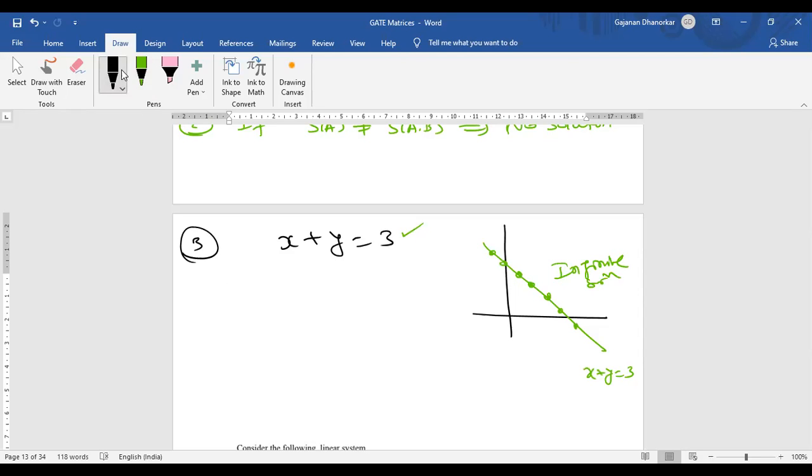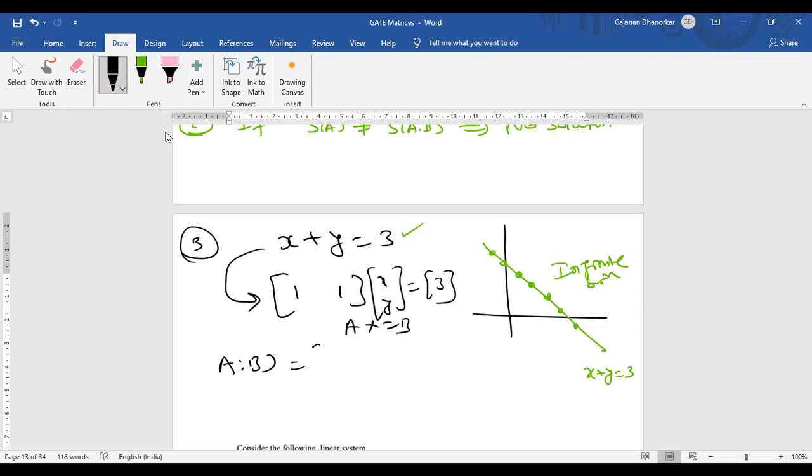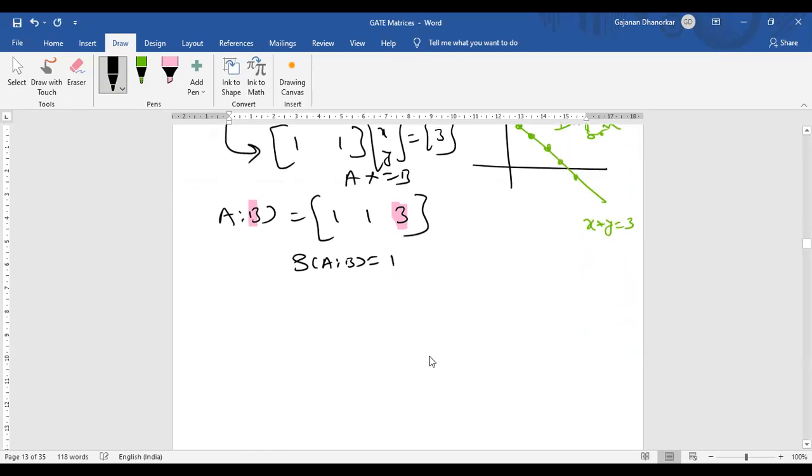Infinite solutions. Now, what is the matrix form? 1, 1, x, y, and this. This is our matrix form. We can represent this equation in matrix form. This is a linear equation. What is the augmented matrix of this? Or I will write this as AX is equal to B matrix. What is the augmented matrix? 1, 1, 3. This is the augmented matrix, and this is my B matrix. What is the rank? This itself is an echelon form. What is the rank of this augmented matrix? 1. The rank of augmented matrix AB is 1. What is the rank of matrix A? 1. The rank of matrix A is 1.